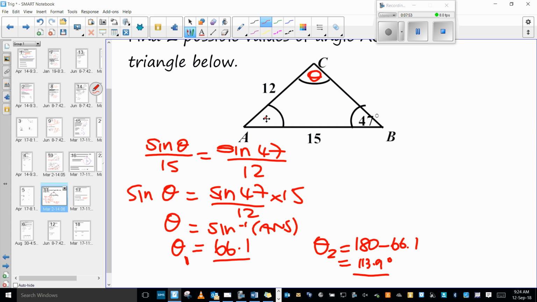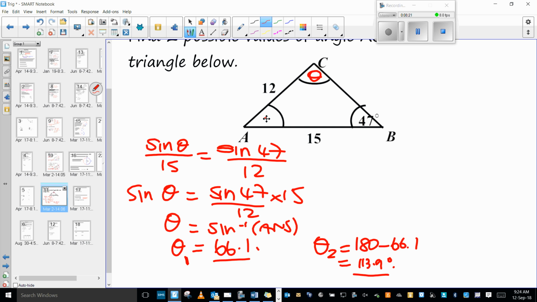If you use your calculator and typed in sine 113.9 divided by 15 and sine 47 divided by 12, you would get the same value. If you type sine 66.1 divided by 15, you would again get the same value. So either of these 2 degrees would work for that particular question. Okay? So there are 2 answers, and that's why.